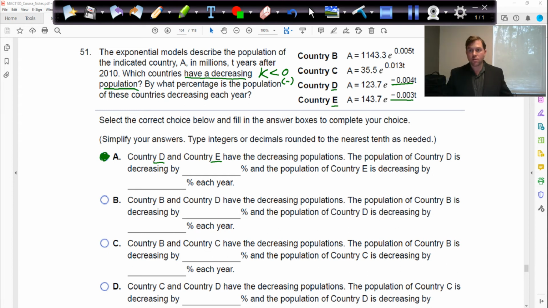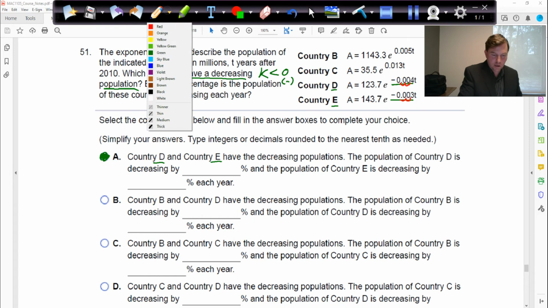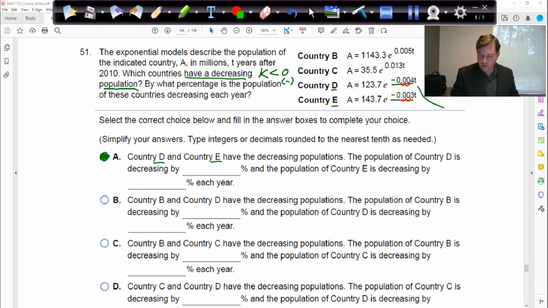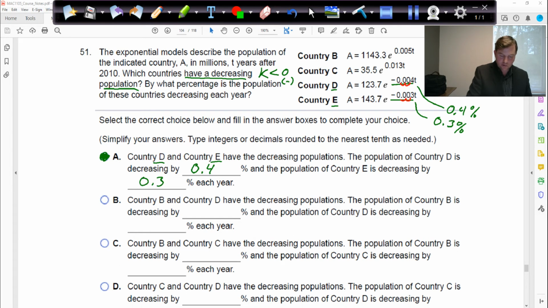Now it just wants us to convert this to percentages. So this is going to be, jump our decimal again, 1, 2, 1, 2, and we're going to have, let's see down here, 0.4% for country D, and 0.3% for country E. So we would record 0.4% for country D and 0.3% for country E.